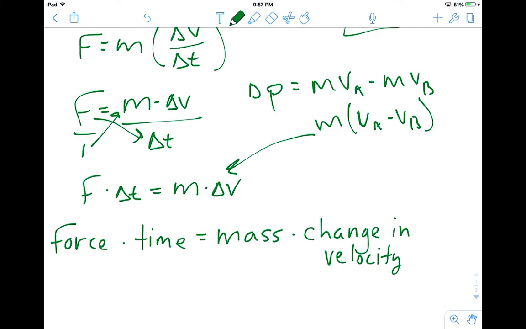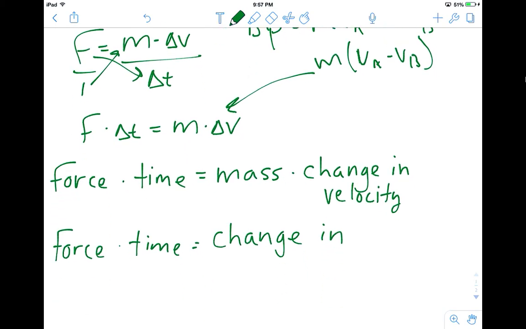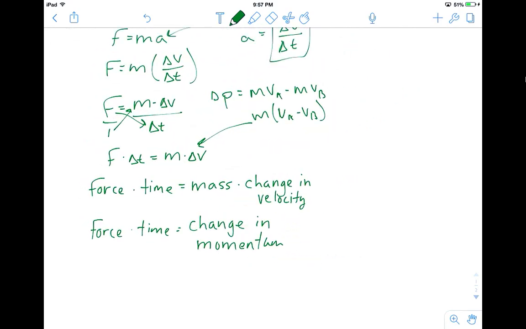So here's what we're really saying: force times time equals change in momentum. Those of you that didn't follow that, it's totally okay. This is what we want to know: force times time equals change in momentum.